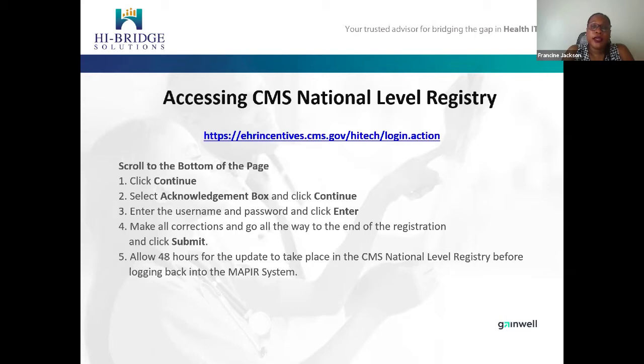You're going to wait 48 hours for the update to place in CMS before going to the Mapper system. So in other words, don't go back into the Mapper system as soon as you make the correction on CMS, because the information has to upload and the information has to switch over. So wait 48 hours before going into Mapper to continue your registration.